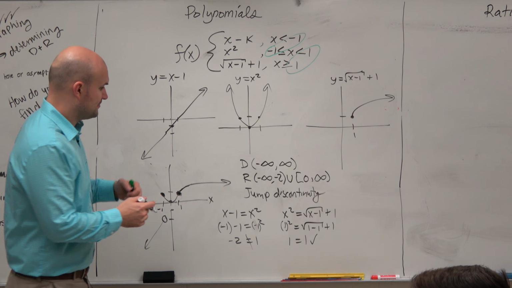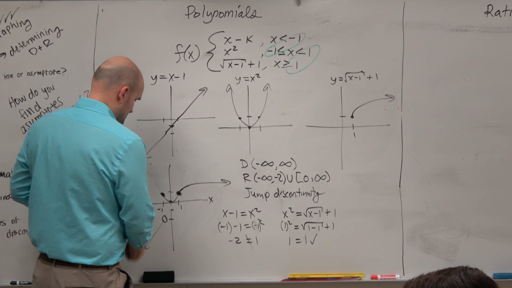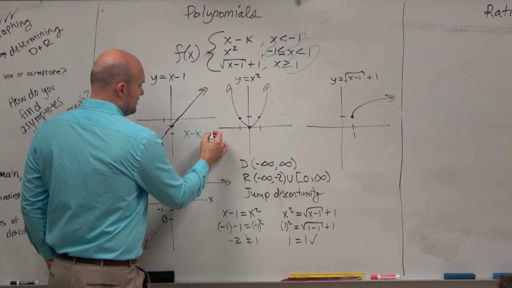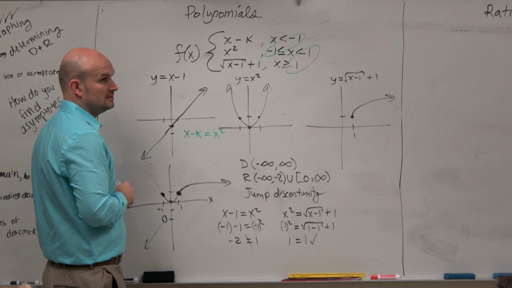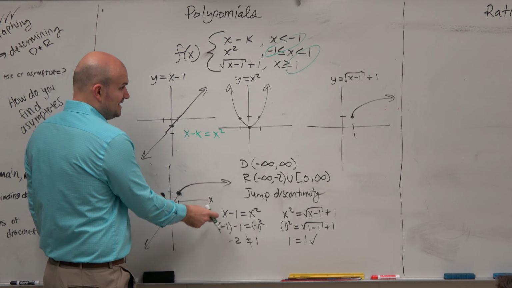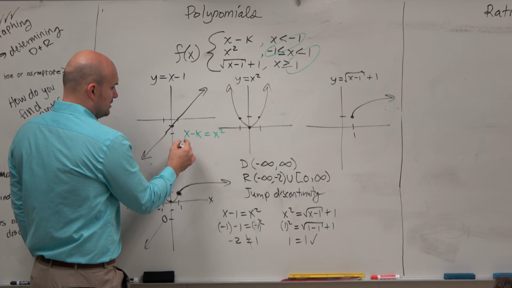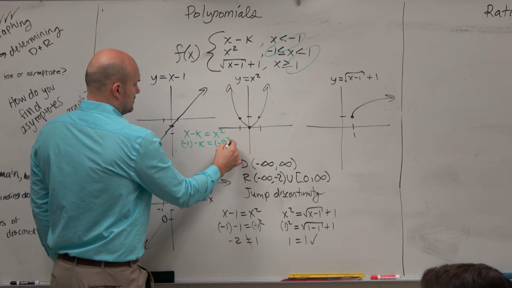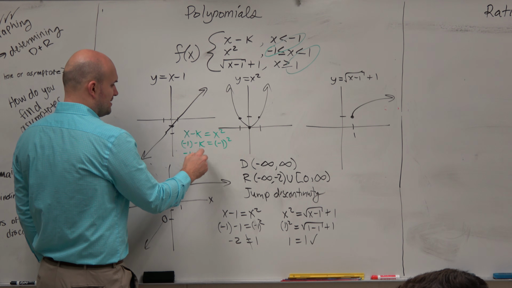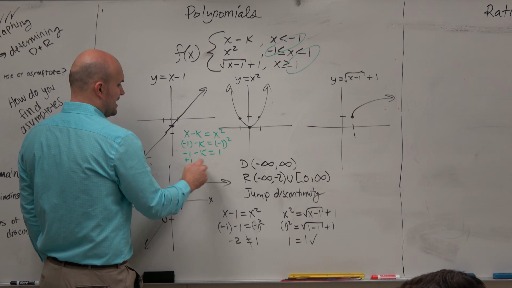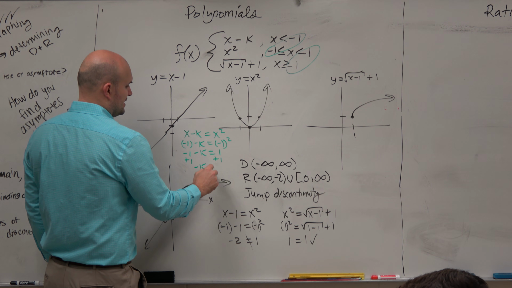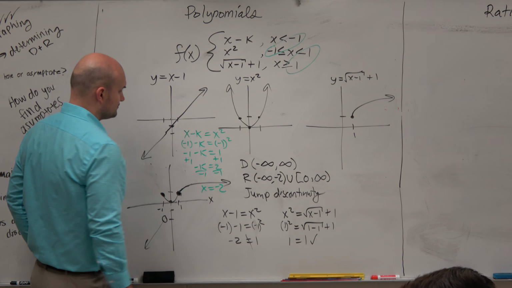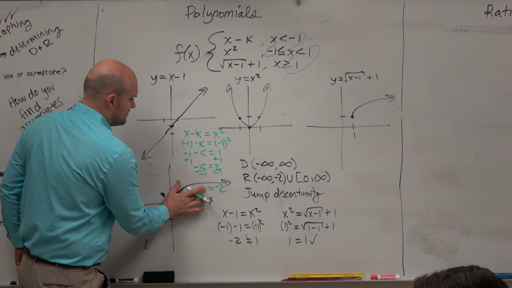So then what we do is we do the exact same process. You would say, well, x minus k, if this is continuous, then these two functions have to be equal. Right? And they have to be equal at -1. So I just replace -1 for x. And then I solve. So I get -1 minus k equals 1, add 1, add 1. Negative k equals 2. K equals -2. K, not x.